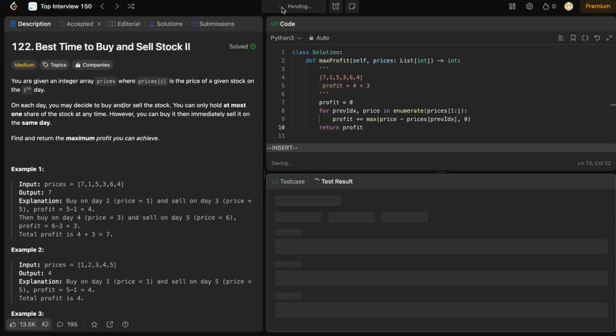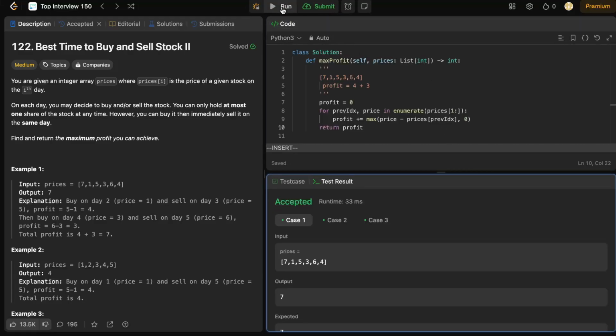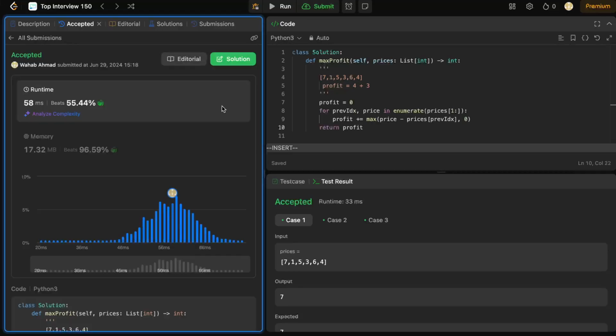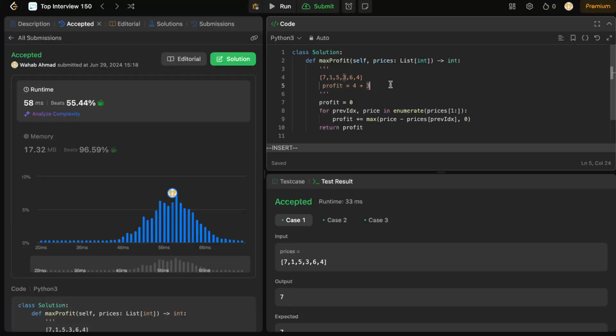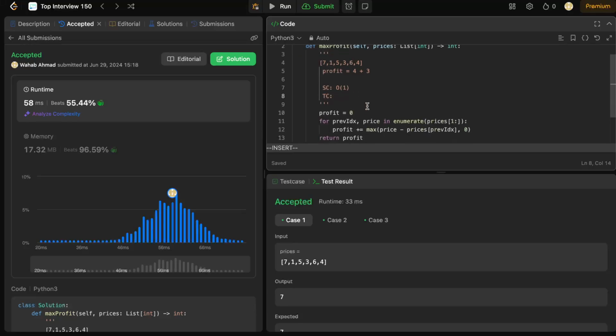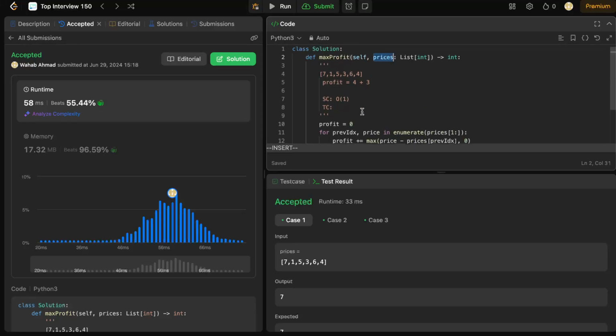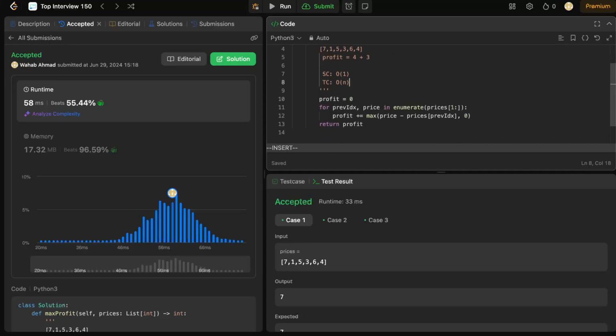So let's try this. Good. Let's run it. Okay. So let's analyze the space and time complexity. The space complexity, since we're only storing a single number inside one variable, is constant. The time complexity, since we're looping through the entire list of prices once, would be O of n.